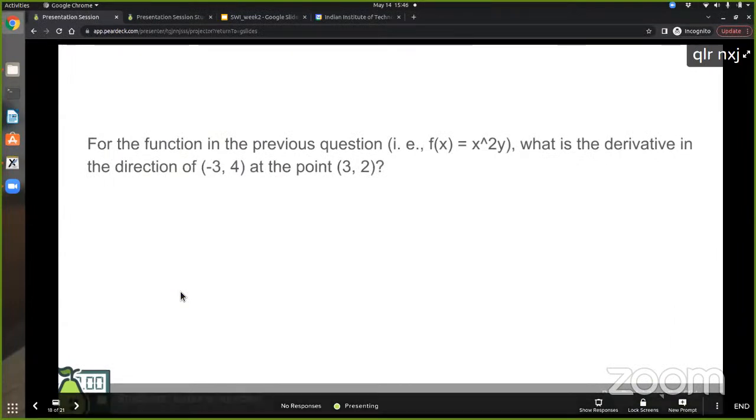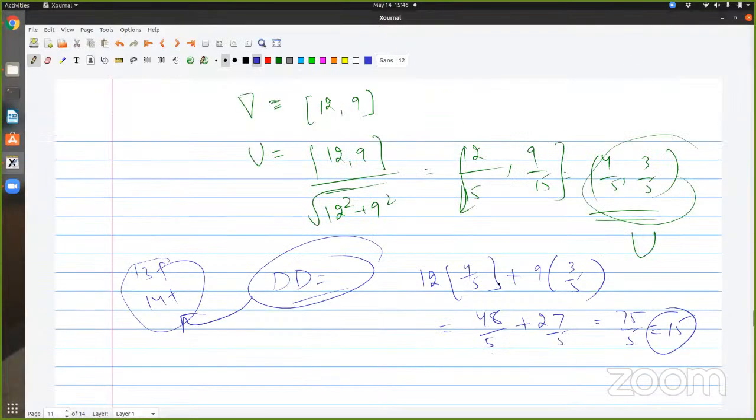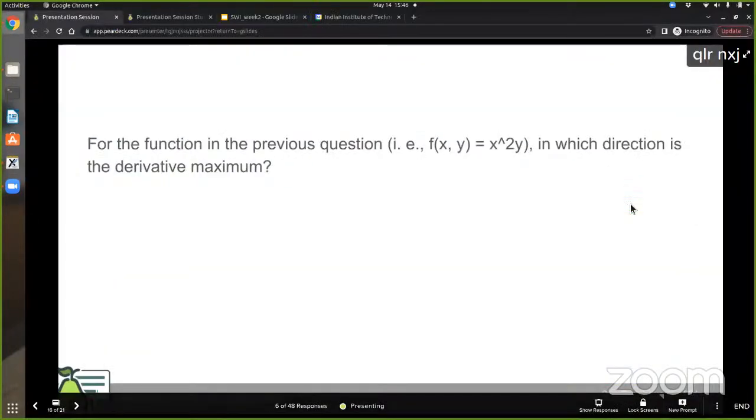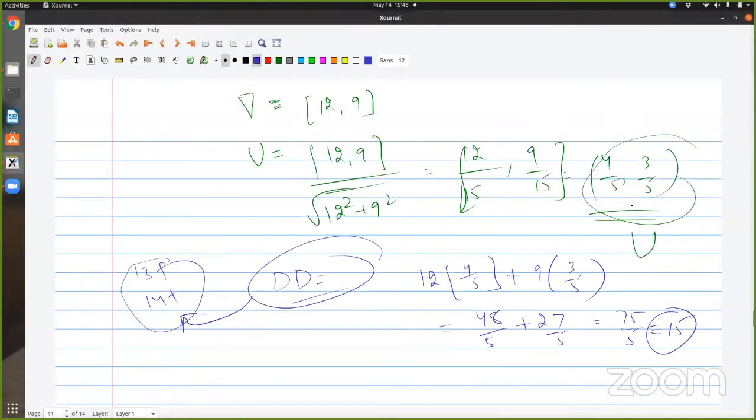For the previous one, where is the number 4 by 5, 3 by 5 coming from? This came from the previous question, where we were asking in which direction the derivative will be maximum. The direction will be the gradient itself. The gradient points in the direction of maximum rate of change. We had converted 12, 9 into unit vector form. Now this is what we are using as the unit vector u, so basically we are taking the dot product of this. Okay, got it.